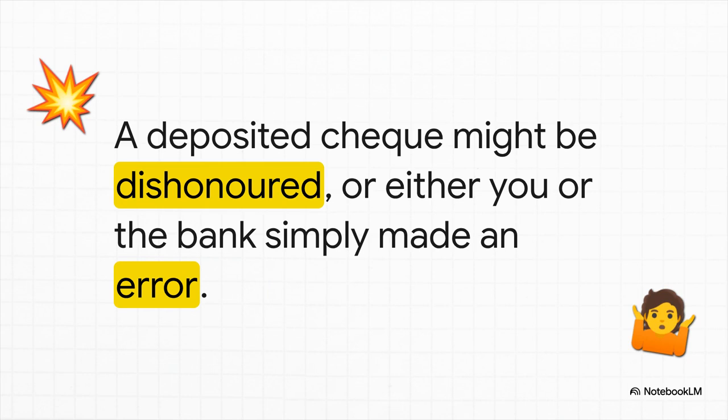And finally, we have the category of surprises and, well, plain old mistakes. A check you deposited might bounce. Get dishonored. That means the bank gives you the money, then has to take it back. Or someone, either at your company or at the bank, might have just typed in the wrong number. Hey, it happens to the best of us.